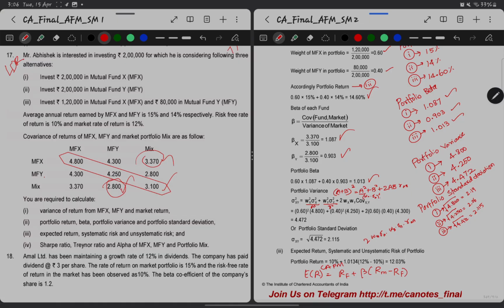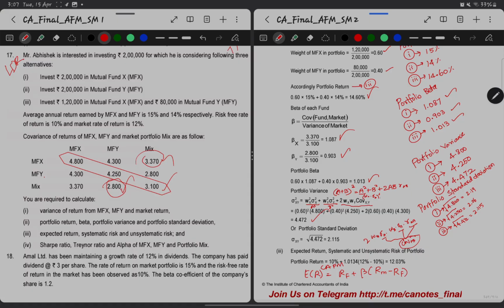We don't have the correlation of any security specifically here, A and B. So the standard deviation of A, standard deviation of B multiplied by the correlation of A and B will be the covariance of A and B. Now covariance of A and B multiplied by weight of A, weight of B into 2 is what they have given here.